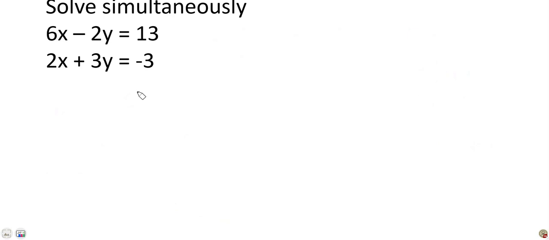Here we have another question where none of the coefficients are the same, and I can make them, especially y, have the same coefficient by multiplying the first equation by 3 and the second by 2. That way we can make the coefficient for y the same. But remember, when you do, you're not only multiplying the coefficient of y, you're multiplying every letter and every number by that same number. So multiply the first equation by 3 and the second equation by 2.